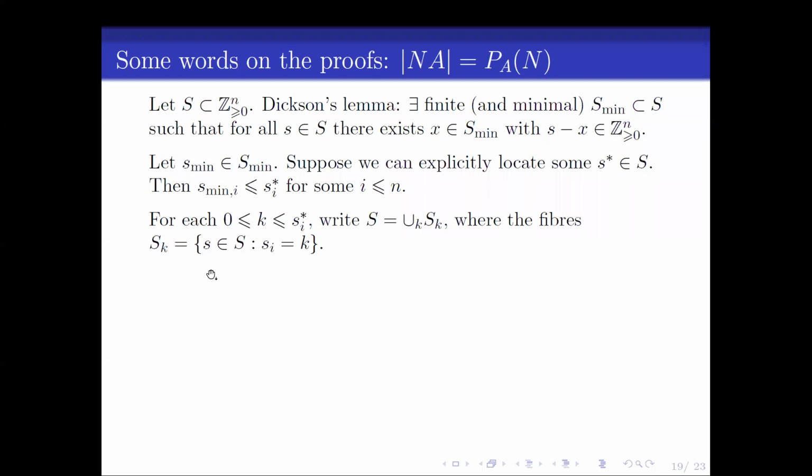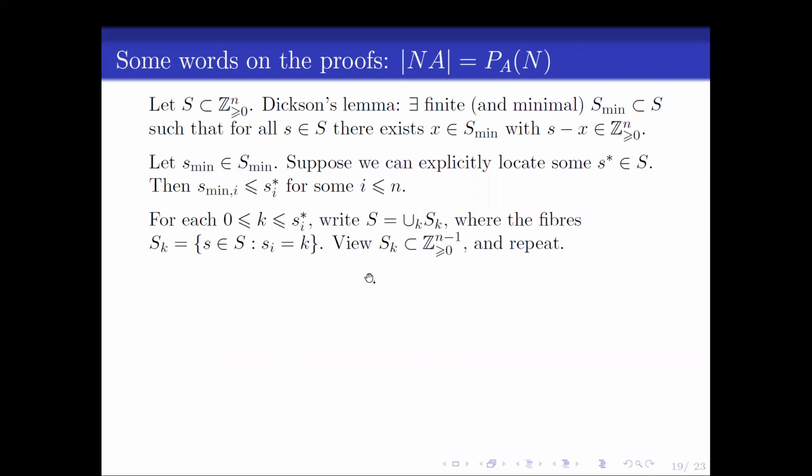How do I do that? Well, I split into fibers. Every possible value k of the ith coordinate, so this goes from 0 up to S_i star. I separate S into various fibers given by fixed values of the ith coordinate: the ith coordinate is equal to k. And this set lives in one dimension less, right? Because I fixed the ith coordinate. So it lives in n-1 dimensions.